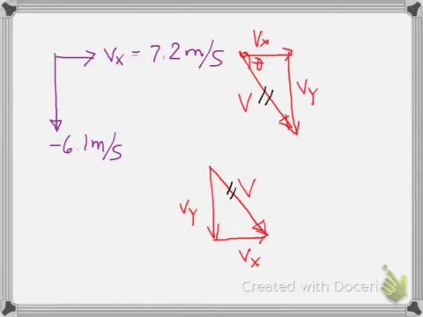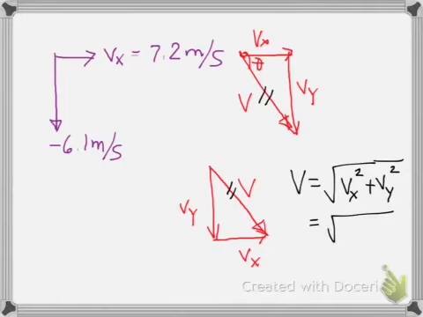And how do we solve for that? We just use the Pythagorean theorem. So V becomes the square root of Vx squared plus Vy squared. And so in this case, we have 7.2 squared, okay, I will omit the units now because it's going to be consuming space, plus 6.1 quantity squared, and that should give you a value of 9.5 meters per second.